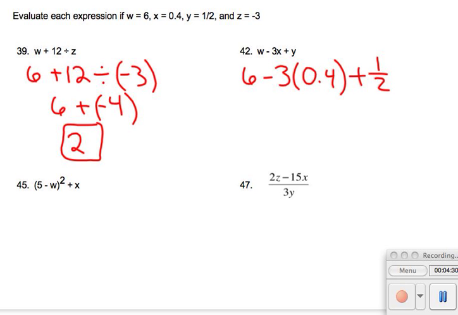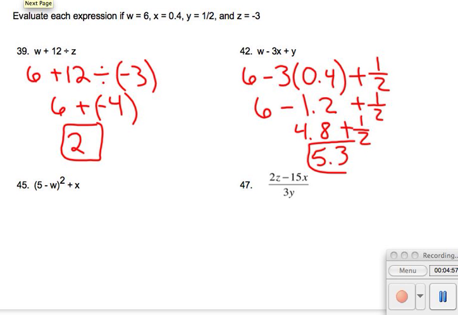So we're going to go in and do that multiplication of 3 times 0.4, and that's going to give me a 1.2. So now I have 6 minus 1.2 plus 1/2. Order of operations says do any of your subtraction or addition left to right. Doesn't matter which one comes first. So I'm going to take the 6 minus the 1.2, get a 4.8 plus 1/2. Now add the 4.8 plus the 1/2 together, and you come up with 5.3.